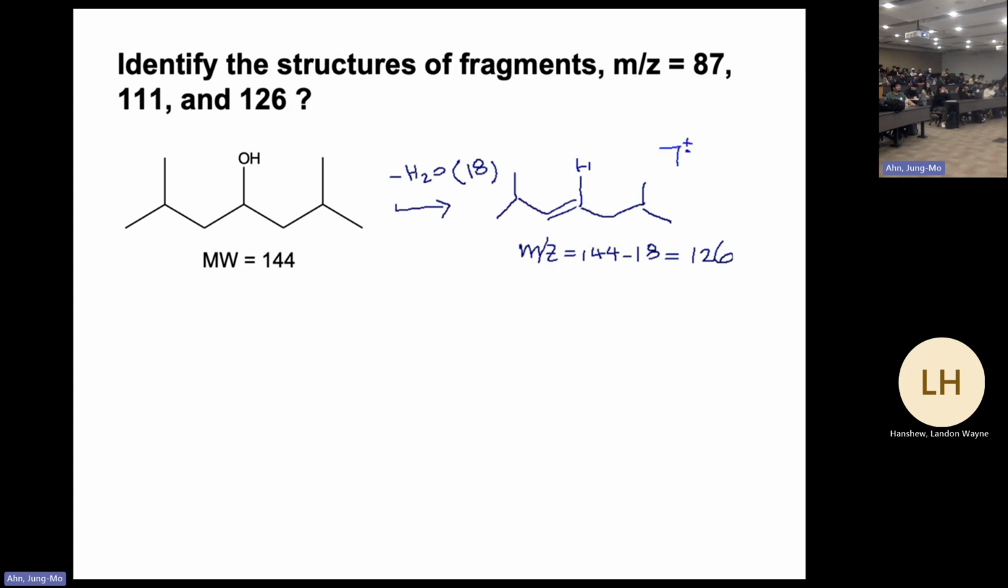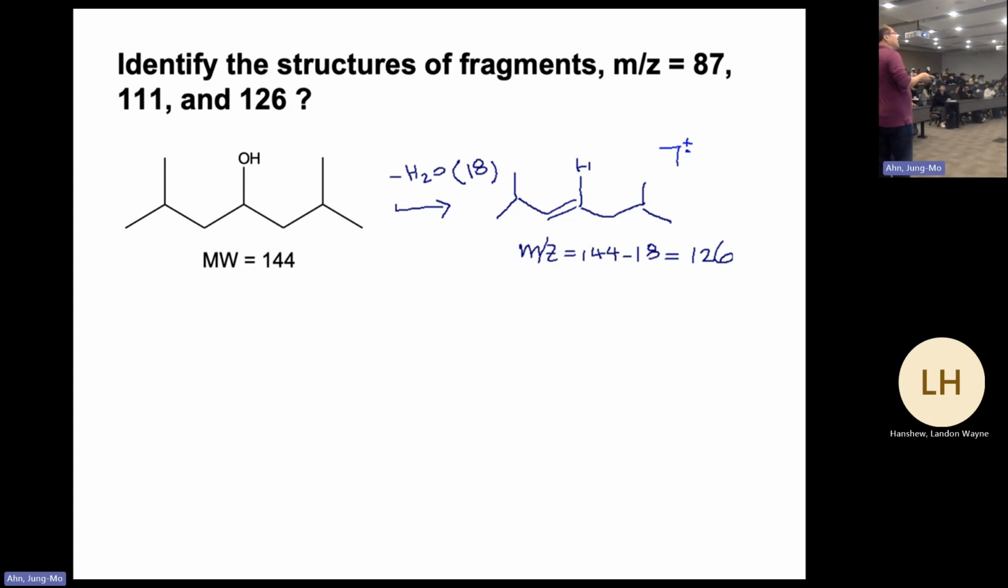So for instance, since it's an alcohol, we can imagine alcohol undergoes dehydration pretty quickly. So that makes it M minus 18. If you take 144 minus 18, that accounts for 126, which we should explain. So that signal should be the dehydration. That is something that we can gather.